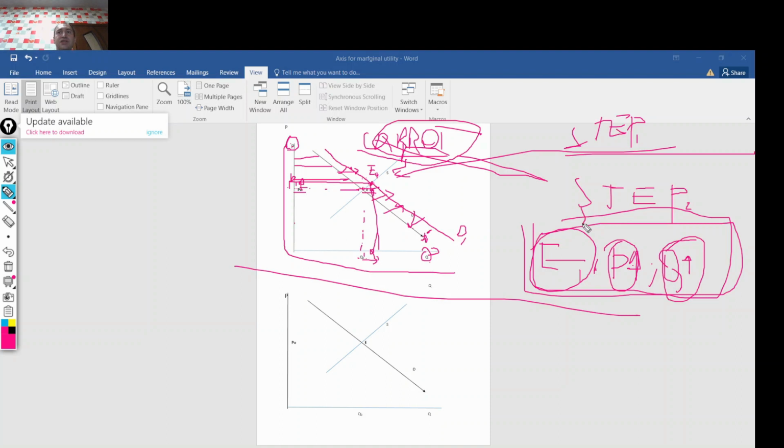Step number 3 is to analyze whether it's a shift in the curve or a movement along the curve, and in which direction. Here it's a shift to the right and upwards, so it's an increased demand, shifting your demand curve to the right. And in association with that, step number 4, the fourth step, is to analyze the properties of the new equilibrium. The new equilibrium will have a higher price, P1 will be higher, and Q1 will also be higher compared to the original P0 and Q0 quantities.